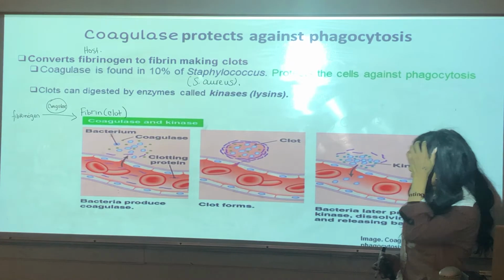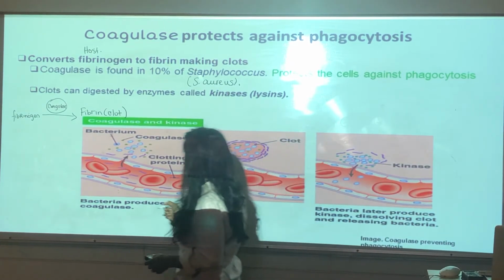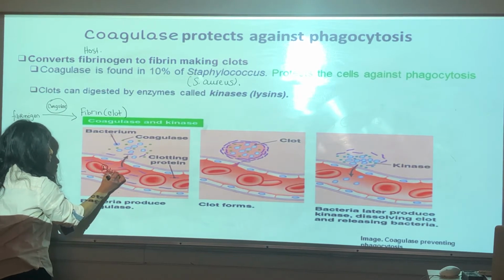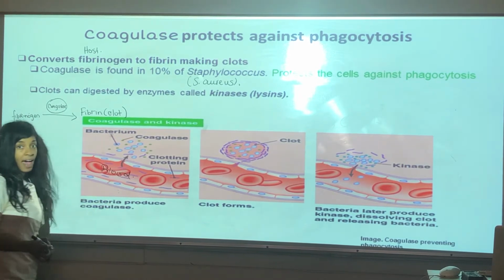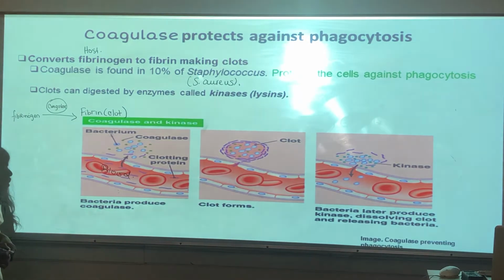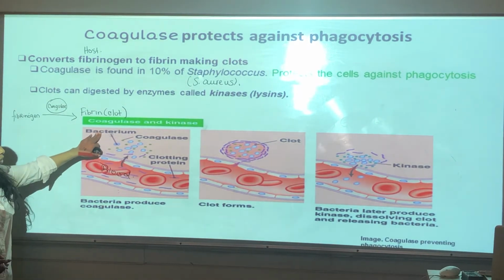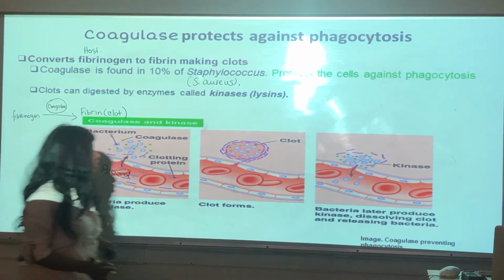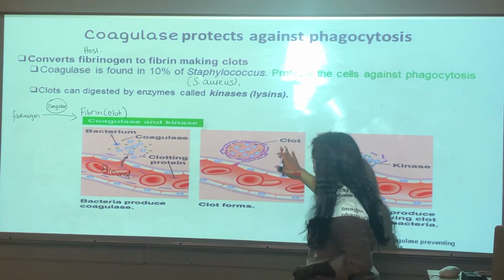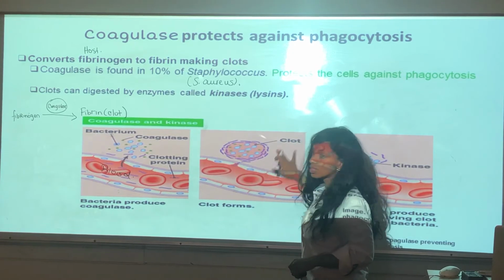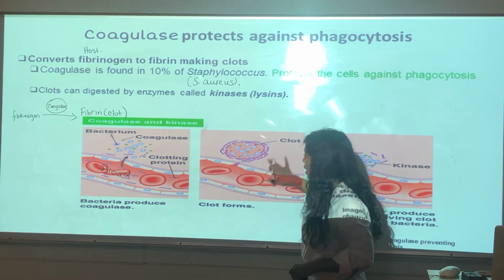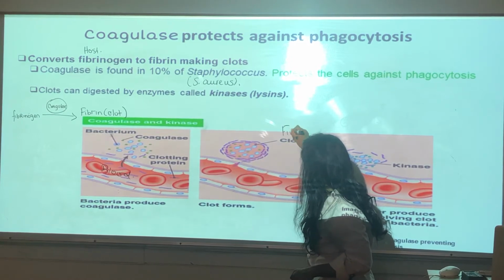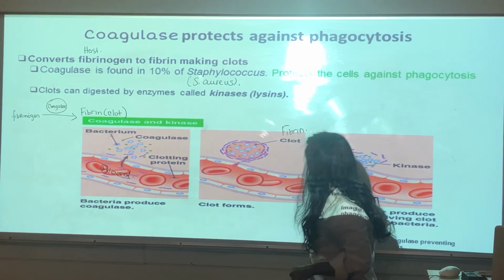So here we have it. The fibrinogen is going to be part of the blood. So this is going to be the blood, right? The clotting factors, these are part of the foreign blood elements. The bacterium will extract these clotting proteins that are inside of the blood. And what the bacteria will do is that they will surround themselves with this clot. They will convert fibrinogen to fibrin, and they will make this clot to protect them.